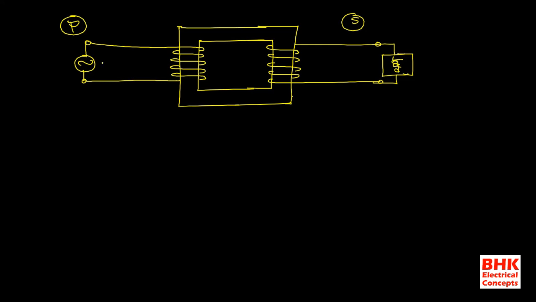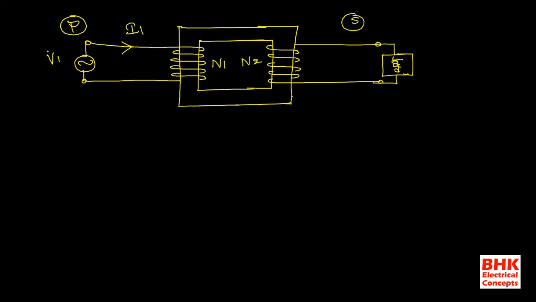This is the diagram of a transformer, and we know that, for example, V1 is the applied alternating voltage. Due to this alternating voltage, some alternating current flows through the winding, and here N1 represents the number of turns on the primary side, and N2 represents the number of turns on the secondary side.